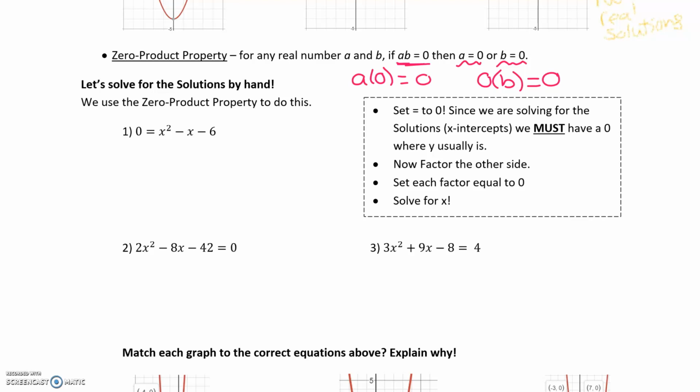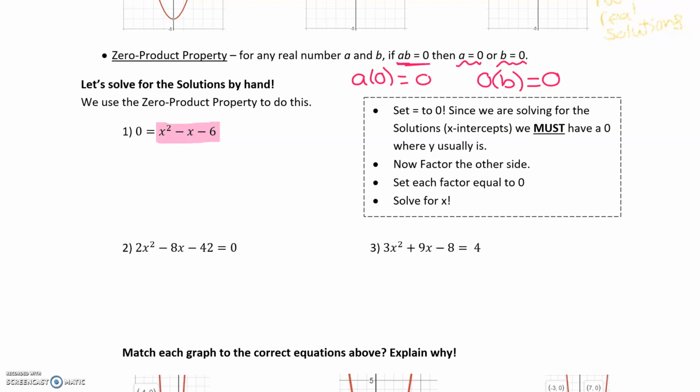Okay. So let's look at example 1. I see 0 equals x squared minus x minus 6. So first off, it's already equal to 0. So that's good. So we can move on to the next part, which says we're going to factor this side. And we know how to factor that. We just spent a whole unit factoring this.